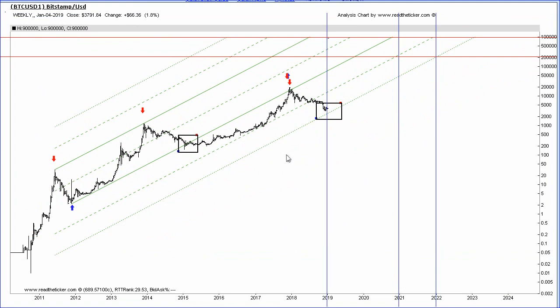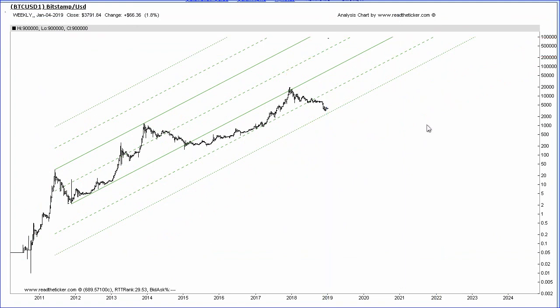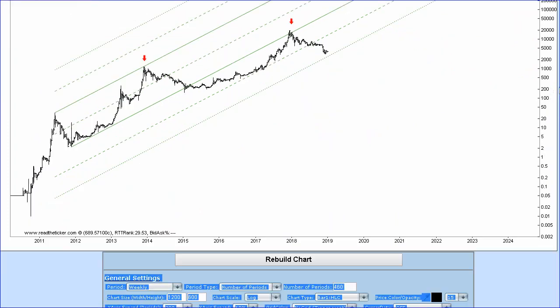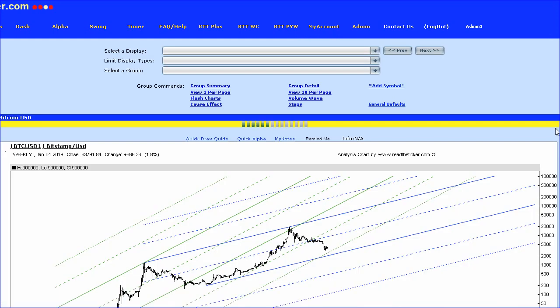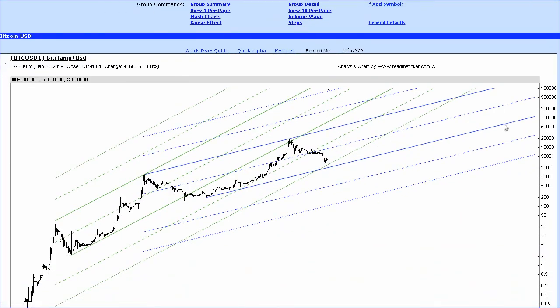Okay, that's one consideration. Another consideration is that because we now have 2 major tops, 2 major pivots, maybe the channel speed has changed. We'll just refresh the chart, load a new channel. Maybe the speed of the channel has switched from green to blue.